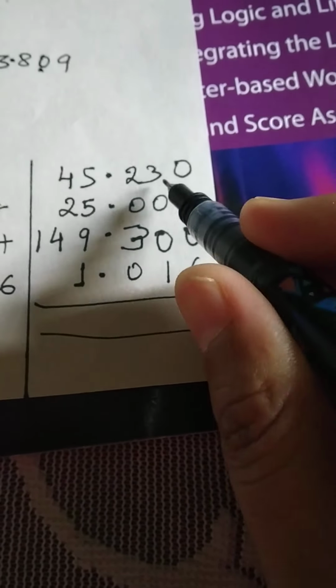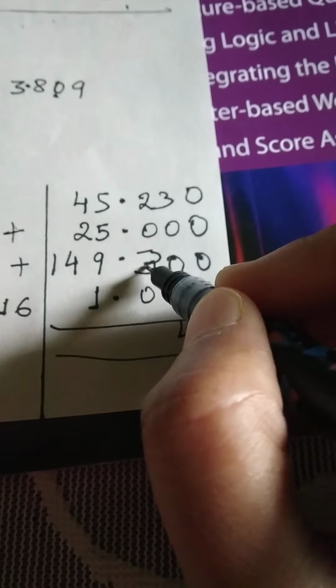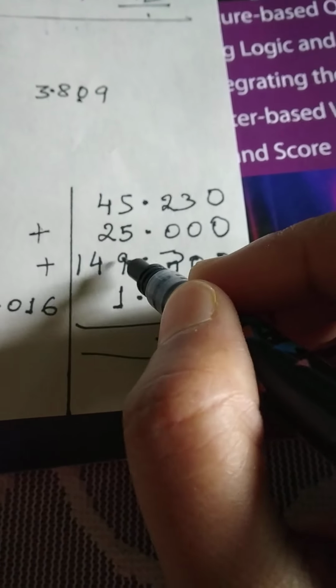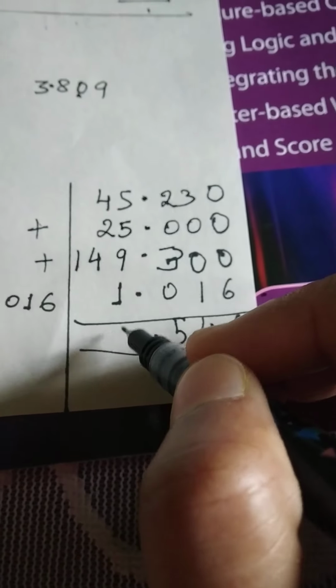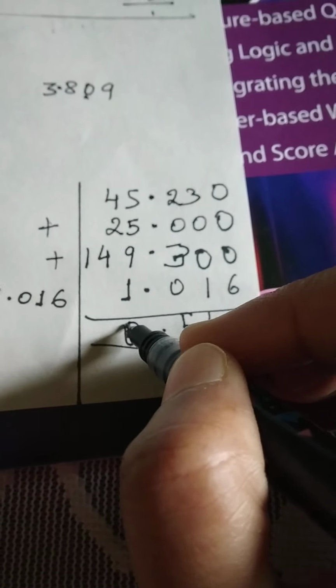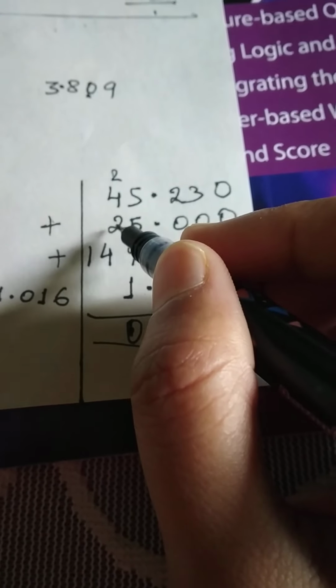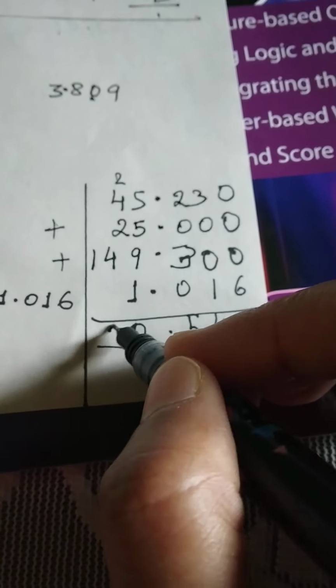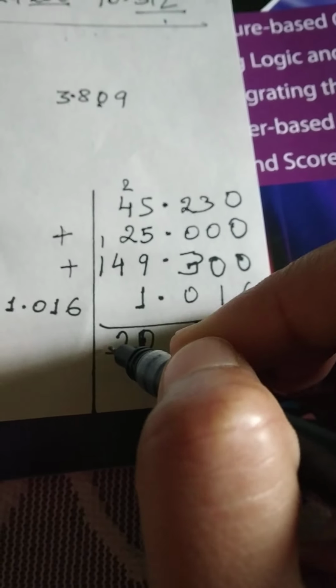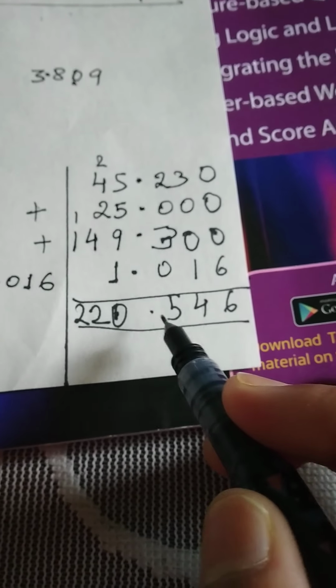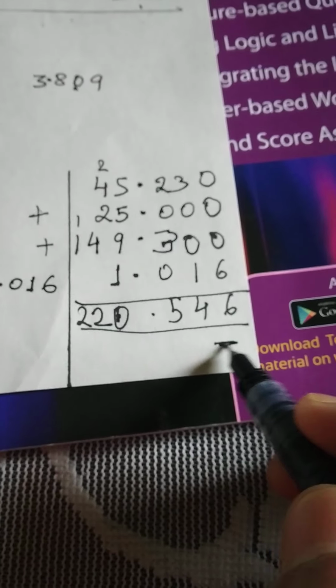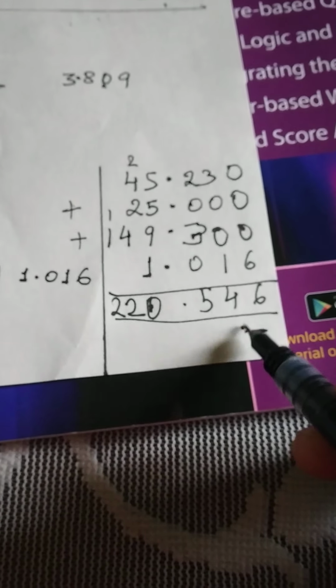6, 3 plus 1, 4, 3 plus 2, 5. 5 plus 9 plus 1 is 10, 10 plus 5 is 15, 15 plus 5 is 20, 20, 0, 2 will be carried. Now 4, 4, 8, to 10, 11, 12, 12, 2 carry 1, 1, 1, 2. So 220.546 is the answer.